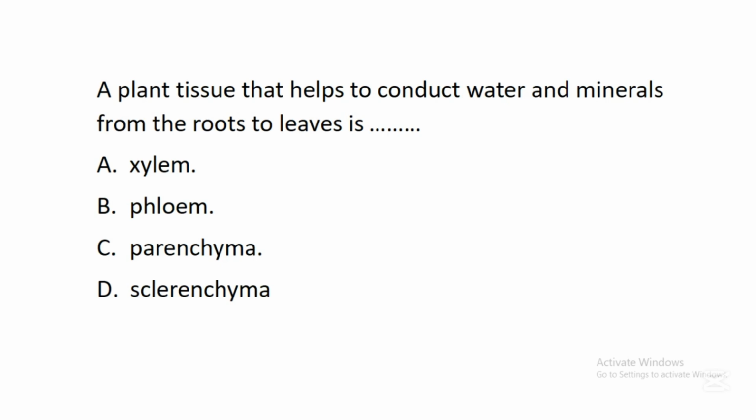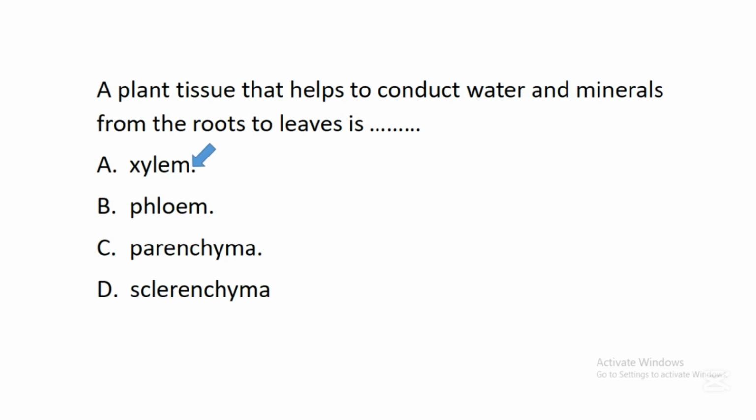The next question says, a plant tissue that helps to conduct water and minerals from the roots to leaves is dash. A, xylem, B, phloem, C, parenchyma, D, sclerenchyma. In this question, the correct answer is A, xylem. Scientists have done research and discovered that this tissue called xylem helps in conduction of water and minerals from the roots of plants to the leaves and other parts.